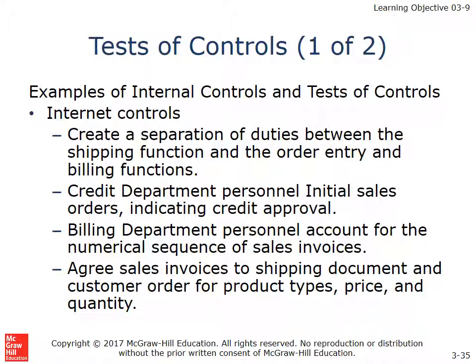Again, create a separation of duties between the shipping function and the people putting the orders in and billing. So what happens? The credit department personnel approve the initial sales orders. They create initial sales and credit approval. The billing department personnel account for the numerical sequence of sales invoices. They agree sales invoices to shipping documents and customer orders. Okay, so that's an internal control over basically the order entry and billing function, separate from shipping.